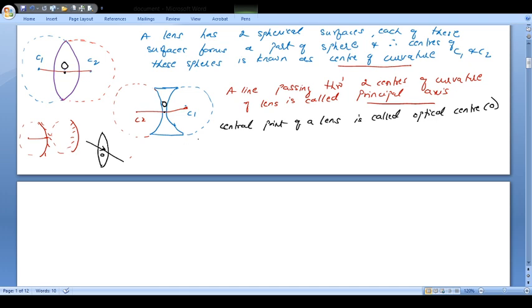It says that a ray of light passing through the optical center of a lens goes undeviated, which means it will not deviate.